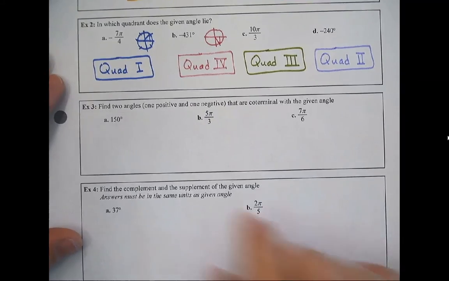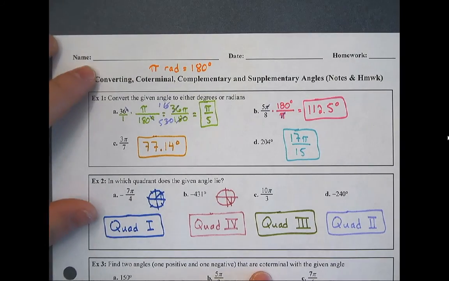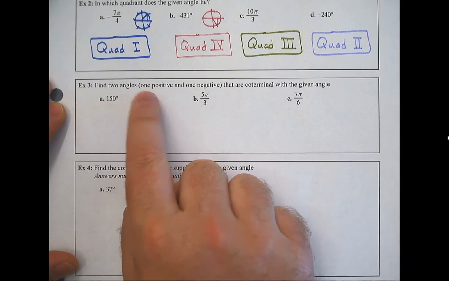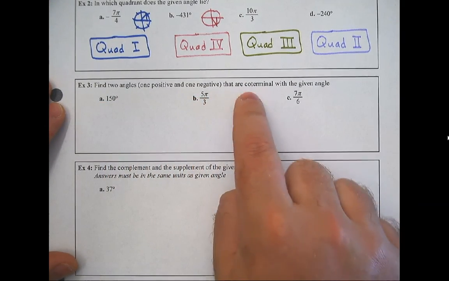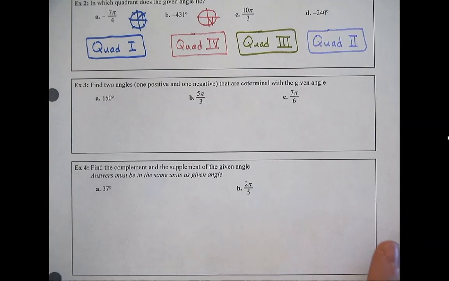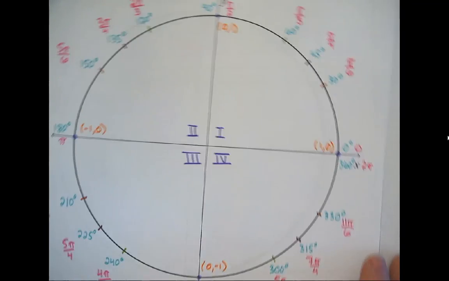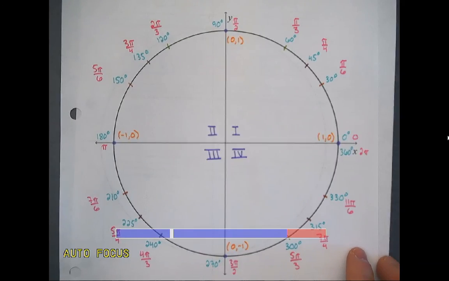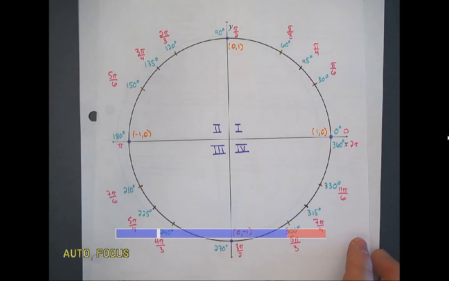Now here's our next topic where I talked about up here. We're going to do converting coterminal. This is what I mean by coterminal. Find two angles, one positive and one negative, that are coterminal with the given angle. So let's do a quick review. I would like you to count around to 7 pi over 3.